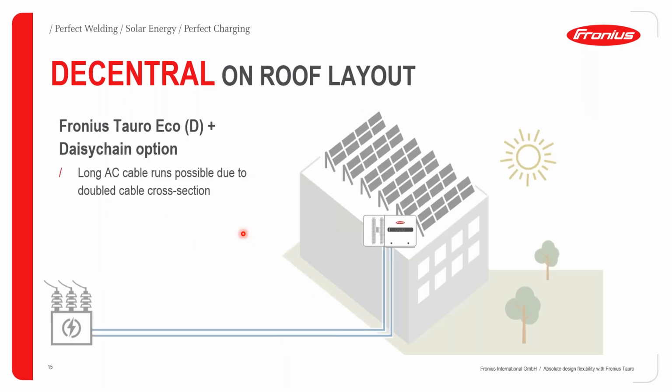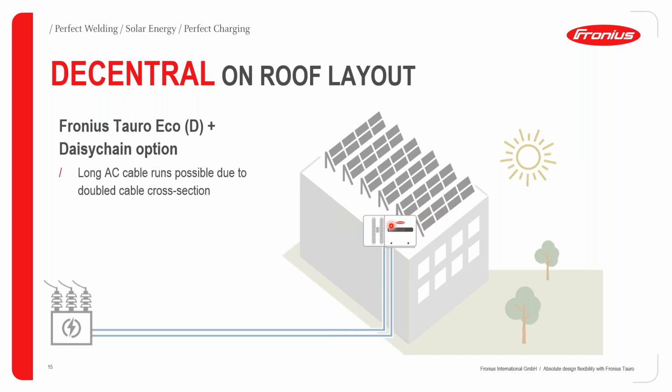So let's jump to another situation here on roof. On-roof layout. Again, we are talking here of a Fronius Tauro Echo in the direct version. That's what the D stands for. And also here we talk about the daisy chain option that we have integrated. We can see the direct option is placed decentral on the roof near the modules, and they are directly connected.